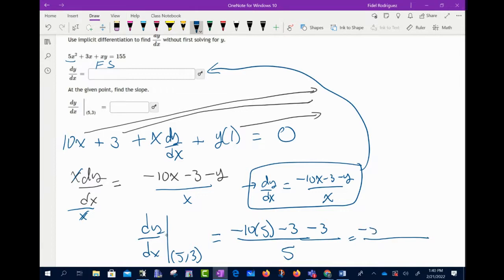So let's see, that's negative 50 minus 6 over 5. Anybody coming up with a negative 56 over 5? And that's going to be my answer right there.